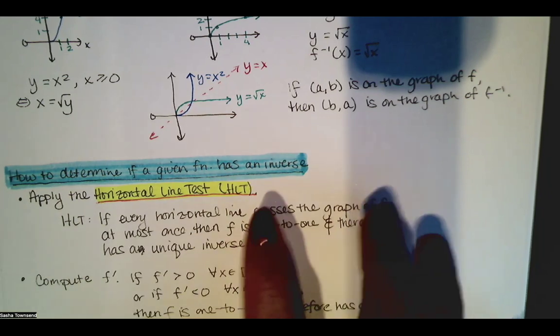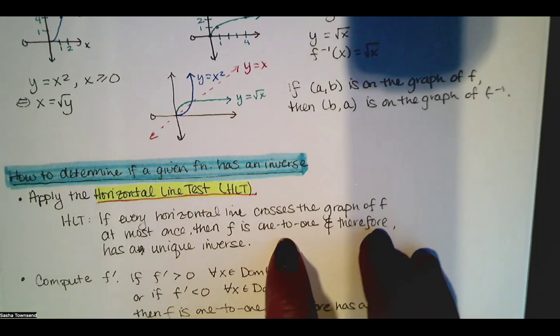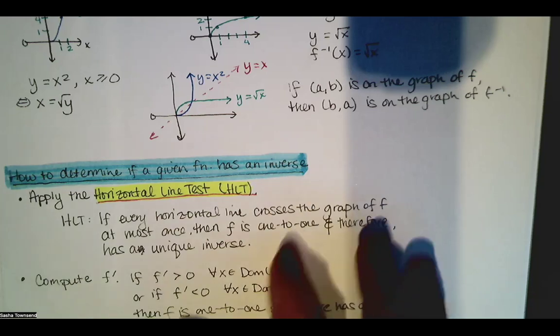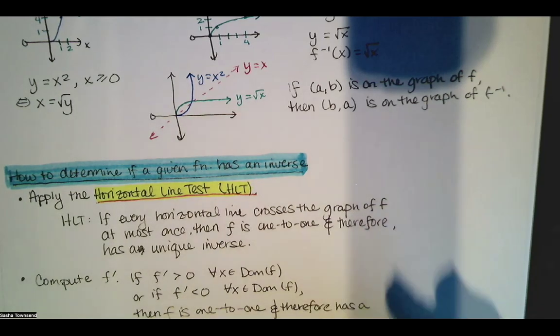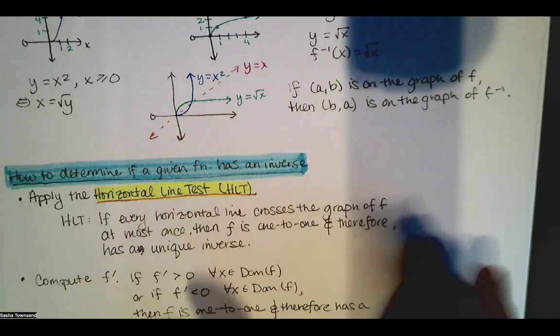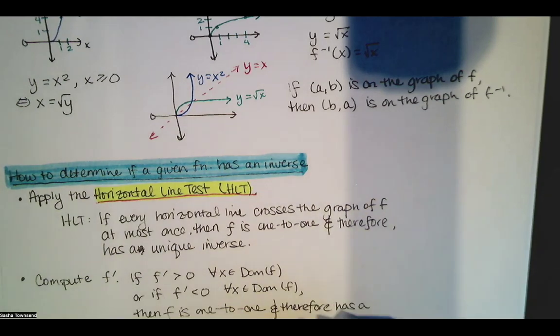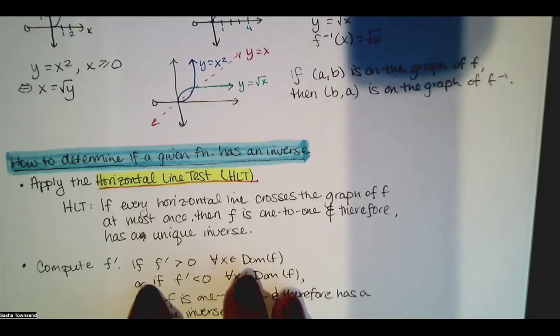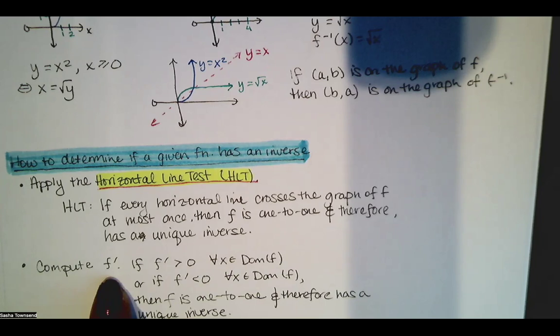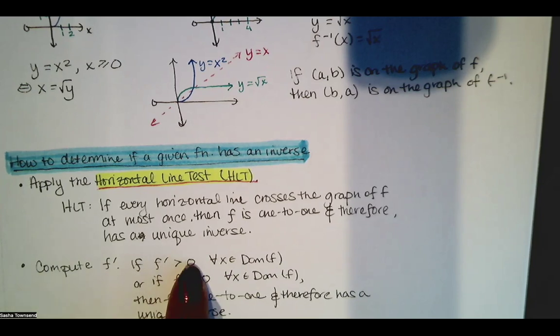Okay, so that's what we did using pre-calculus. We said, how can we determine if a function has an inverse if we don't know what the graph looks like? If I don't have a picture in mind, well, then I can just use calculus. I'll compute f prime, and then if f prime is positive for all x in the domain, or if f prime is negative for all x in its domain, then f is 1-to-1 and therefore has an inverse.